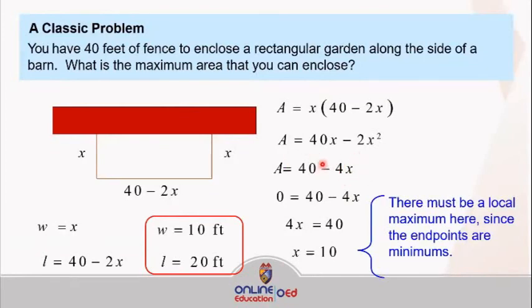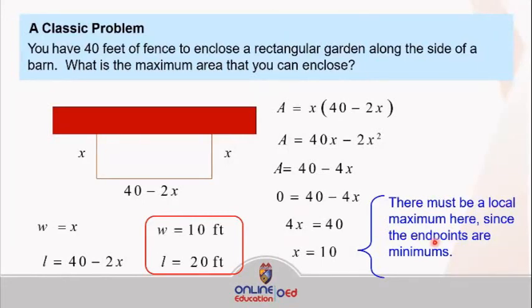And for this naman is 40. And to get the value of x natin, so transpose lang natin sa other side yung 40 natin and divide both side by 4. Therefore, the value of x is equal to 10, which is there must be a local maximum here since the endpoints are minimum.